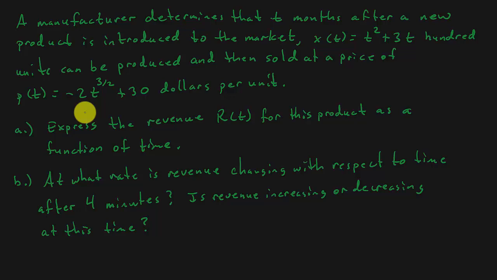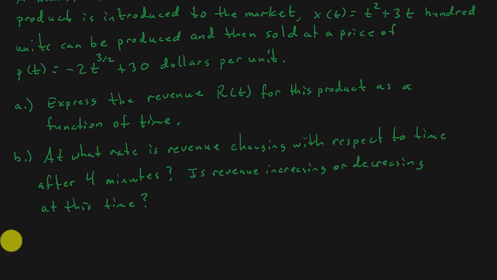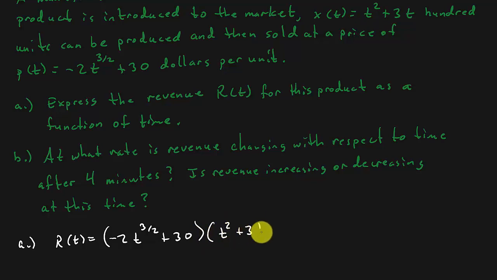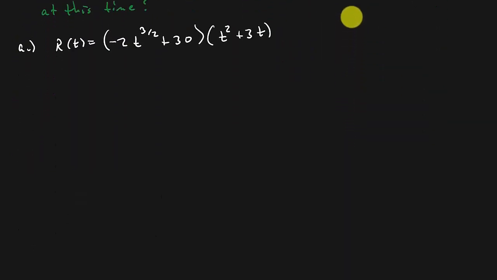All right, so let's write our revenue function down first. So we've got part A, that's R of t. All right, so remember, revenue is the number of units sold times the price, or the price times number of units sold. So we've got a price of negative 2t to the 3 halves plus 30 times the number of units sold, which is t squared plus 3t. All right, so there's R of t.